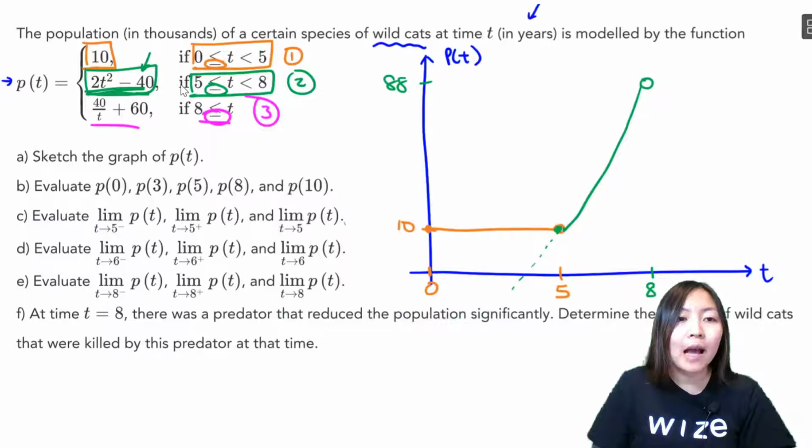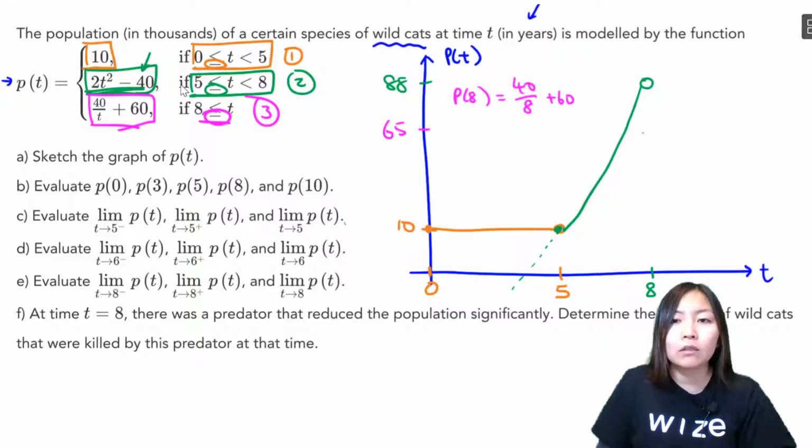Okay, now we have our last piece, which is this third one here, when t is greater or equal to 8. Let's see what happens at 8. So if I sub in p at 8, that gives me this third piece right here. So that is going to be 40 over 8 plus 60. And that's going to give me a value of 65. So give or take somewhere around here, p at 8 is going to be that point.